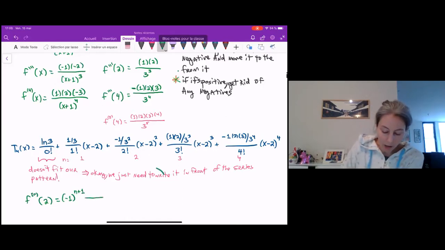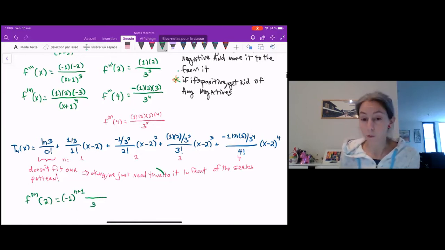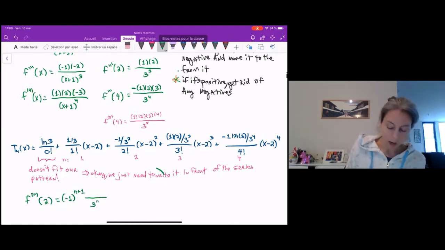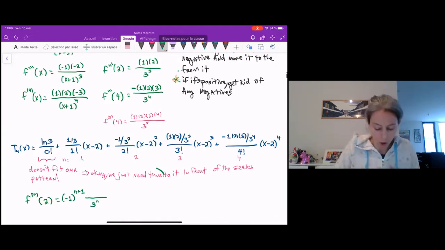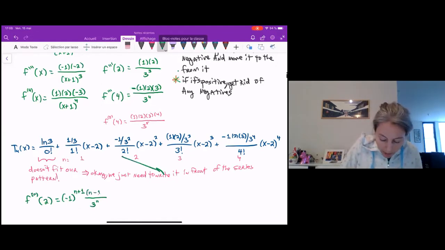Now the denominator of this thing is also pretty straightforward. I have 3 squared, 3 cubed, 3 to the 4th. So that's just 3 to the power of n. Now what's going on on the top? 4th derivative, I have a 3 times 2 times 1. Third, 2 times 1. Second, just 1. So we have a factorial there. At 4, I have a 3 factorial. At 3, I have a 2 factorial. So that gives me an n minus 1 factorial.